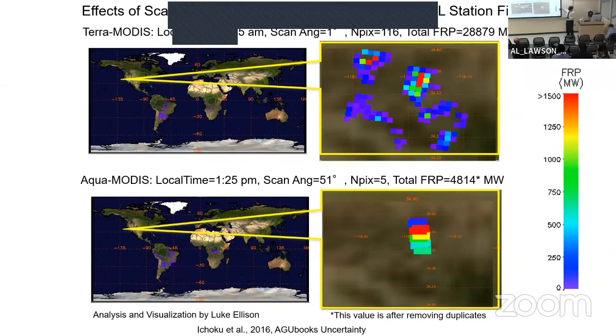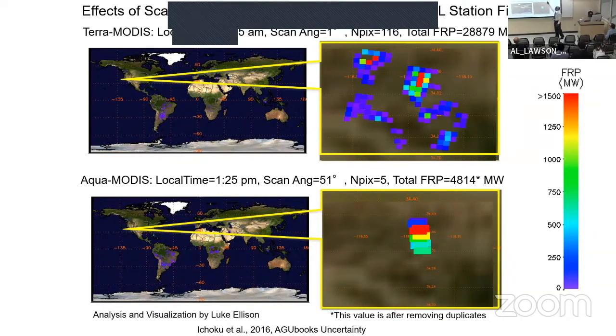So, I'm showing this just to show a little bit of one aspect of what could be responsible for the uncertainty. For instance, this fire, the Station Fire that took place in Pasadena, I think several years ago. MODIS, which is a sensor on two satellites, Terra and Aqua, two copies of the same instrument on two satellites, observing this fire.